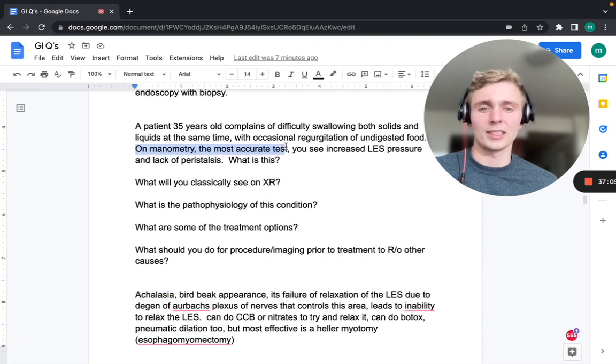And don't forget those classic things for achalasia. Manometry, the most accurate test. You're just going to test the pressure there. Occasional regurgitation of both liquids and solids at the same time. So if that LES is squeezed tight, nothing's going to go through there. So that's when you know it's both solids and liquids. You might think solids and liquids, esophageal cancer, but it's a 35-year-old, and this is at the same time. So that means not all the time this is happening.